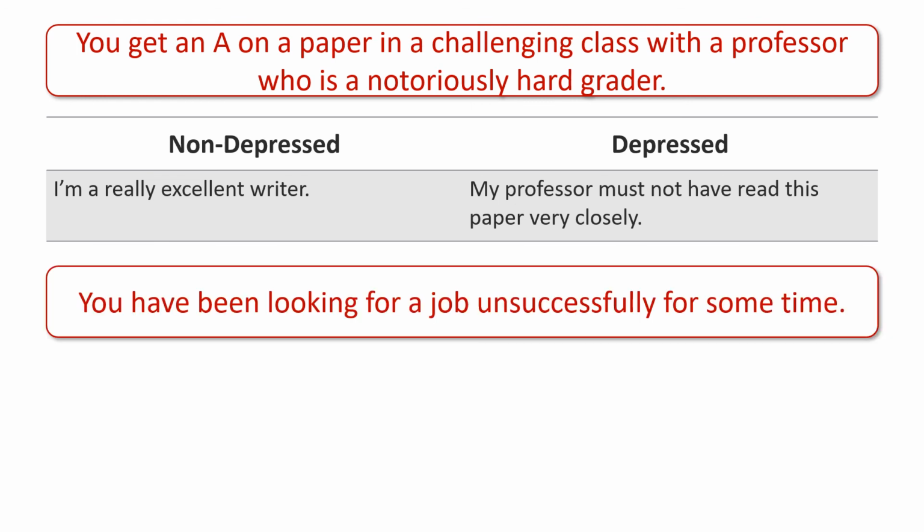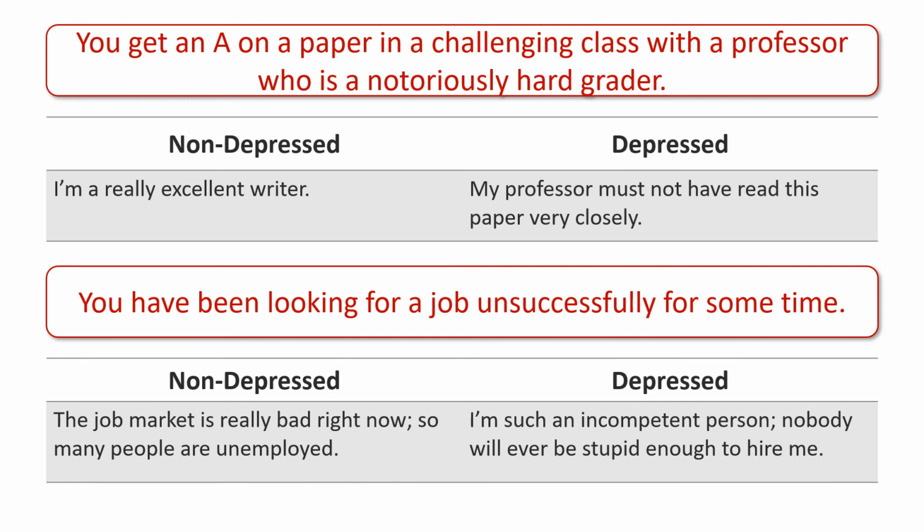In contrast, we can consider a negative life event. So you've been looking for a job unsuccessfully for some time. A non-depressed individual might explain this by saying, the job market is really bad right now. So many people are unemployed. So this is external. It's about the job market, not about the individual. It's unstable. The job market is bad right now, but there's no reason to expect that the job market will be bad forever. And it is local. So this is about the job market, but it's not about their worth as a person in general.